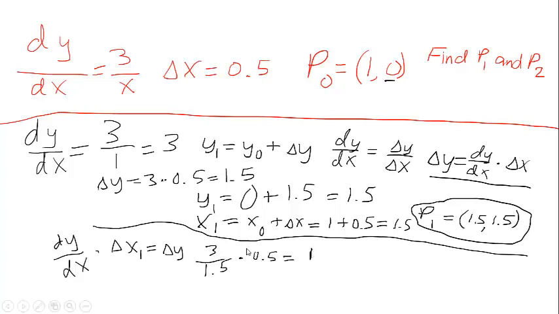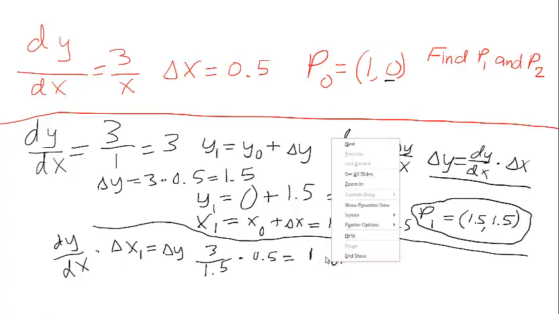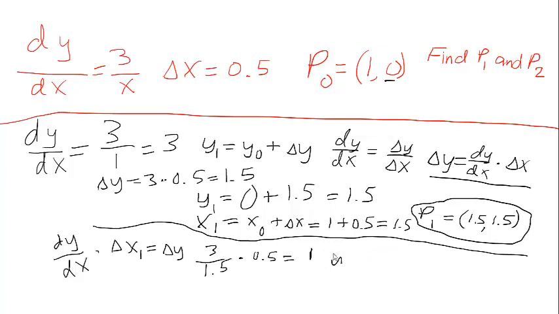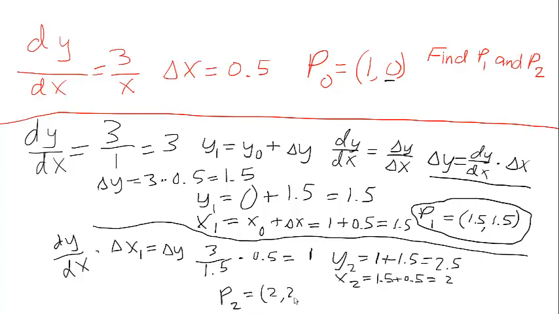And so now we go over here. We have y sub 2 equals 1, that was our delta y, plus our y sub 1. And our y sub 1 we found was 1.5. So now our y sub 2 is 2.5. And our x sub 2 was 1.5, our x sub 1, plus delta x given to us in the problem, and that equals 2. So over here, p sub 2 equals (2, 2.5).